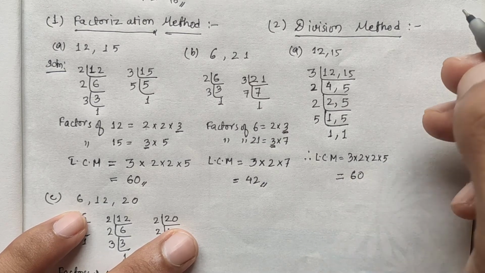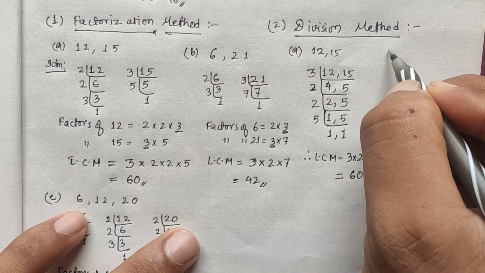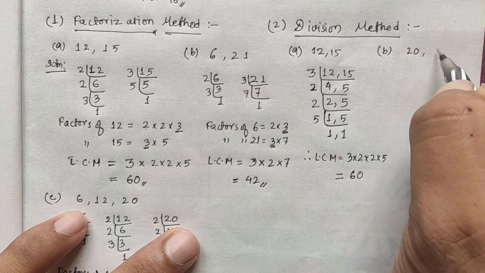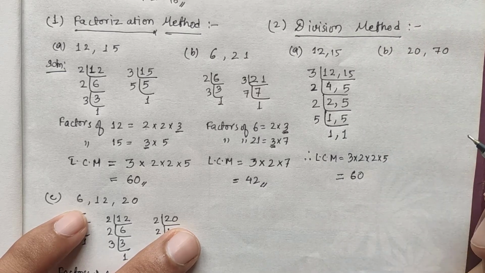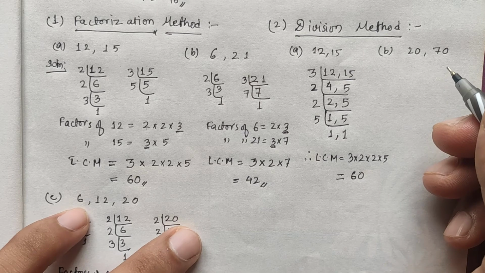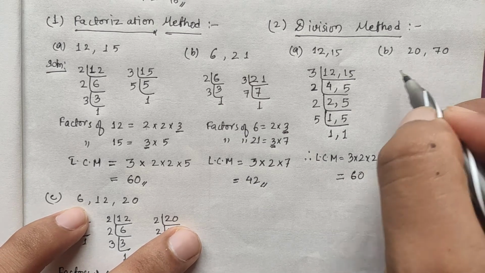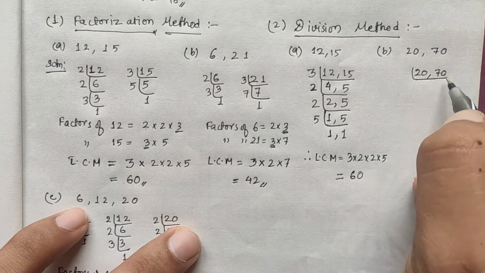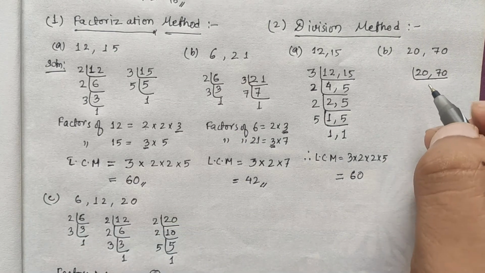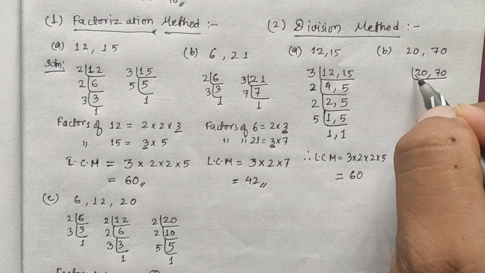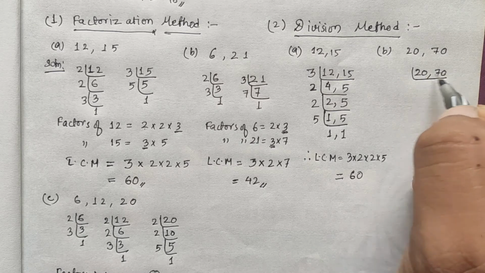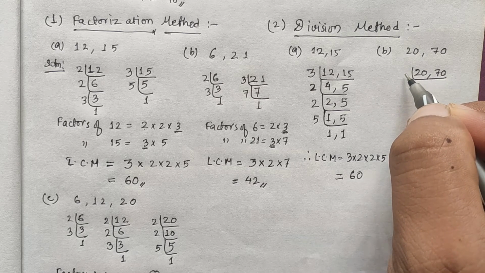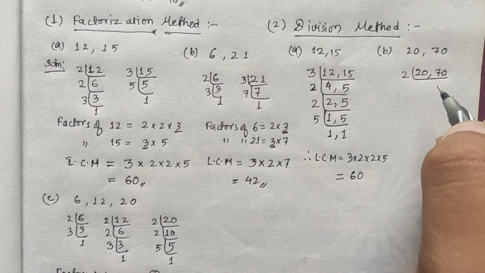Okay, and similarly let's take another example of 20. You have to find the LCM of 20 and 70. So in this case what will you do? Similarly you have to divide both of them by the same number. You are allowed to take only prime numbers. Both are divisible by 2, both are divisible by 5. Any number you can take. You can divide here by 5 also, it does not matter. So I will divide them by 2.